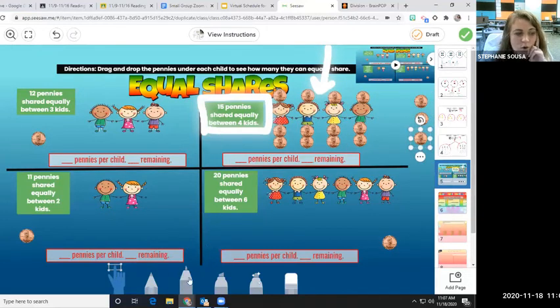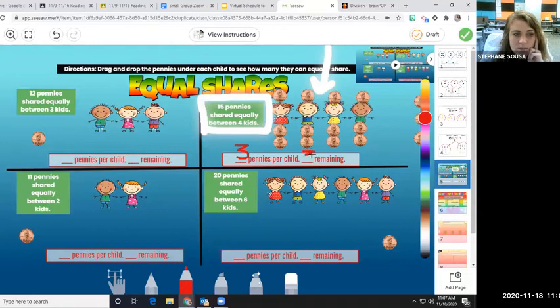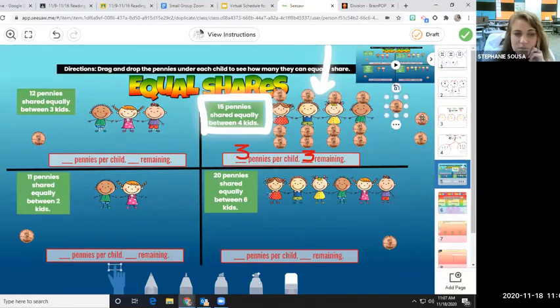So I'm going to record that as my answer. 3 pennies per child, 3 pennies remaining, because if I were to give these 3 pennies away, that would not be equal. One of the kids would be missing a penny. And we know that division is creating equal groups. So my 3 pennies are going to remain off to the side as remaining pennies. Questions on remaining?